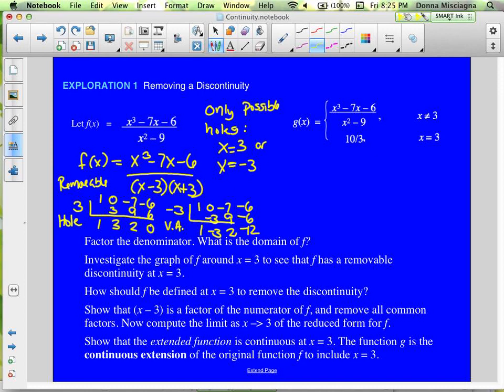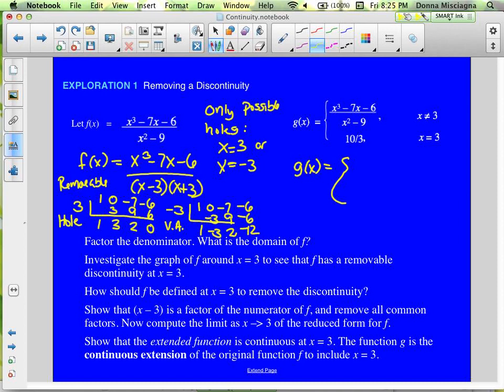Right, so now when we write our function, and yes, we have it written there, I'm going to give it a new name, because it's no longer f of x. Now it's something else because I've changed the function. I filled in the hole. It's not exactly the same function.